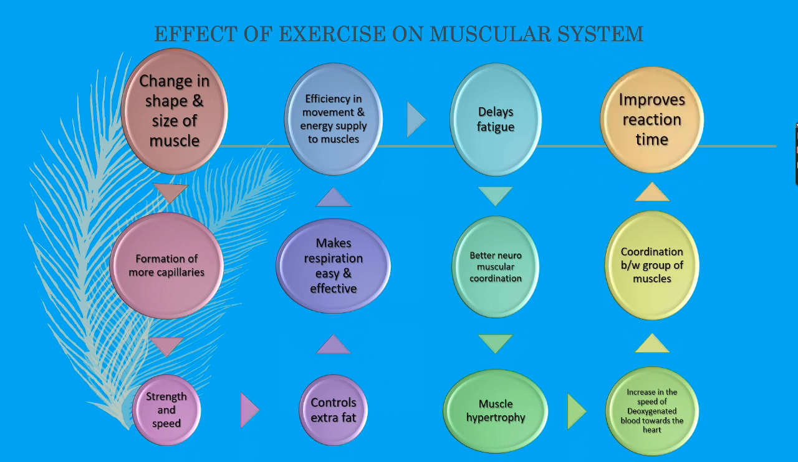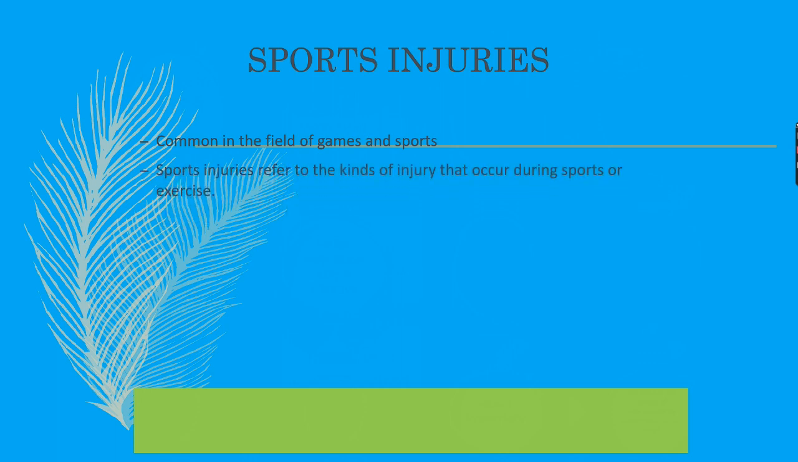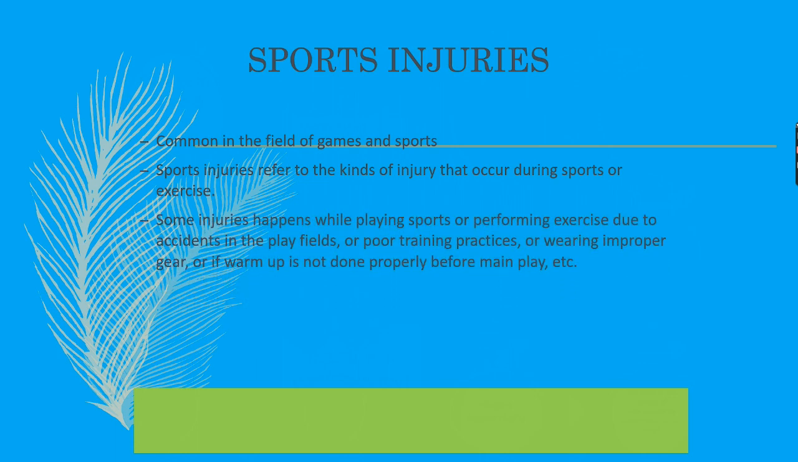Reaction time. Sports injuries. Common in the field of games and sports. Sports injuries refer to the kinds of injury that occur during sports or exercise. Some injuries happen while playing sports or performing exercise due to accidents in the play fields, or poor training practices, or wearing improper gear, or if warm-up is not done properly before main play, etc.